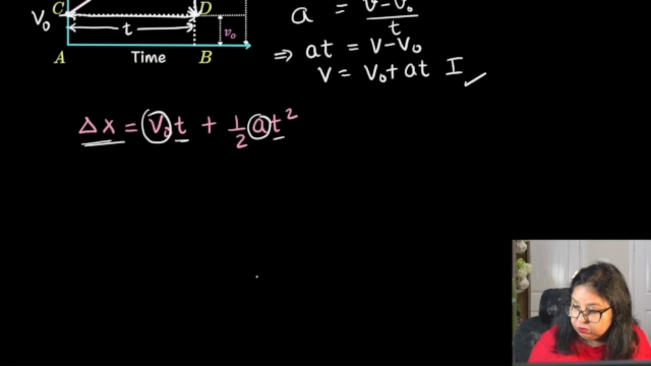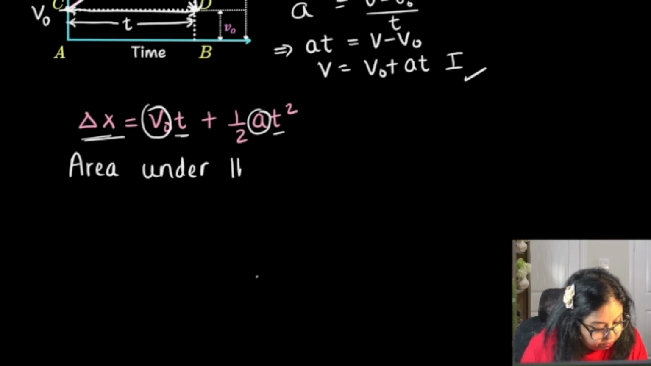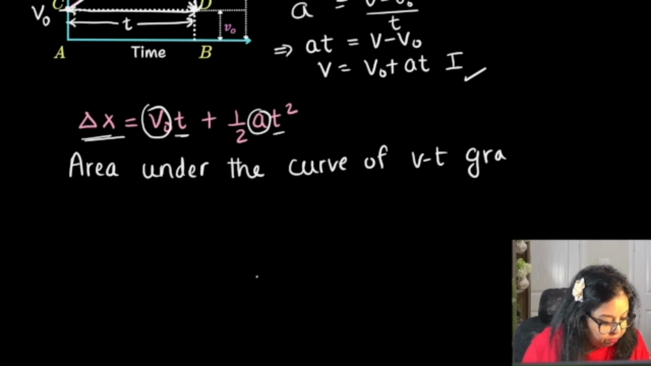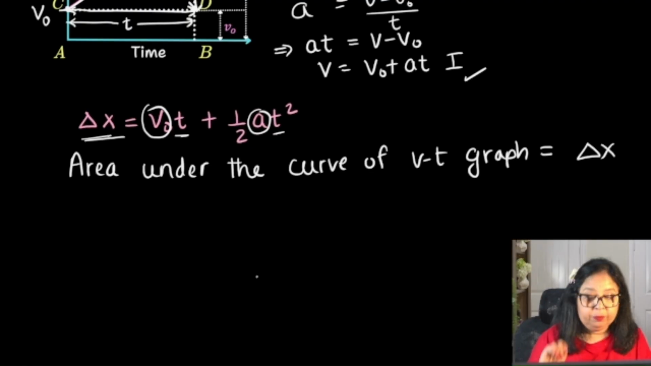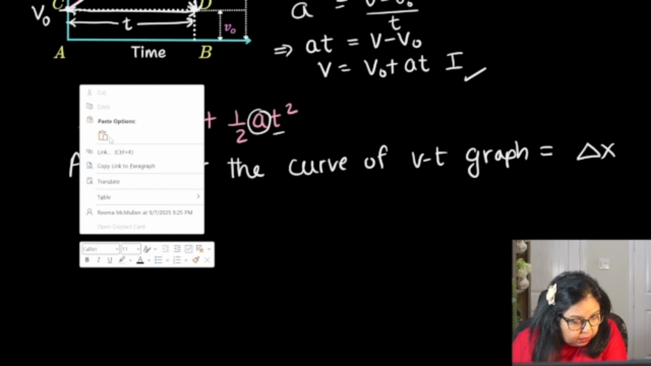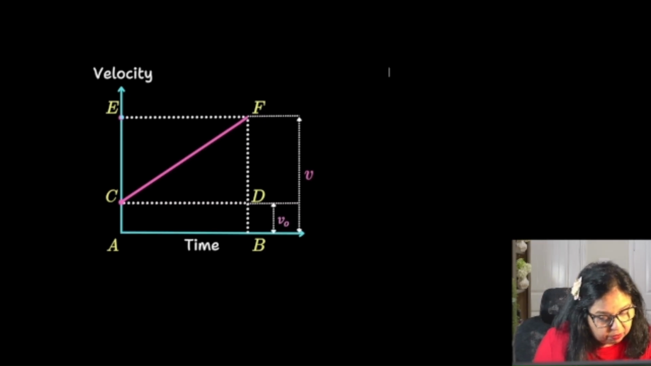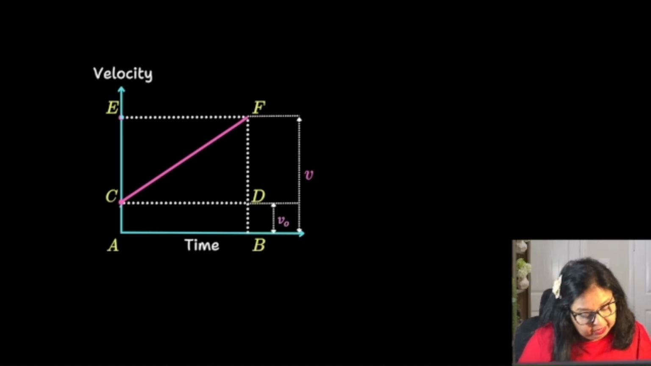We're going to use the fact that the area under the curve of the VT graph is what? That is equal to delta x, the displacement. Okay, so let's go ahead and put the graph over here again. Here we go. So what we basically want is the area under the curve. And how do you define the area under the curve? That is the area between the curve and the time axis or the horizontal axis. That is going to be this area over here.